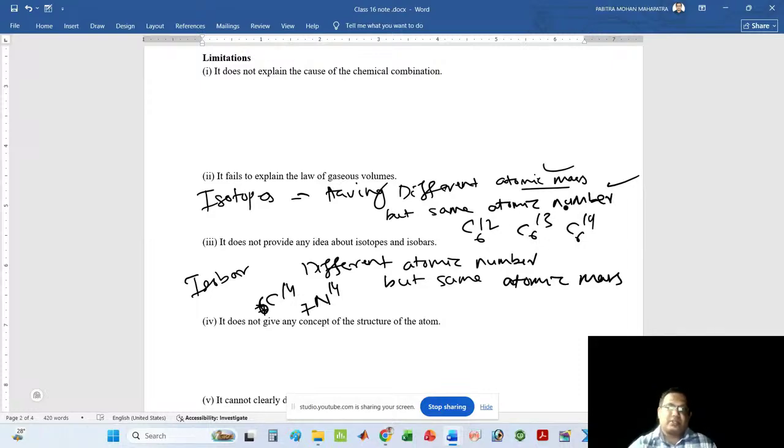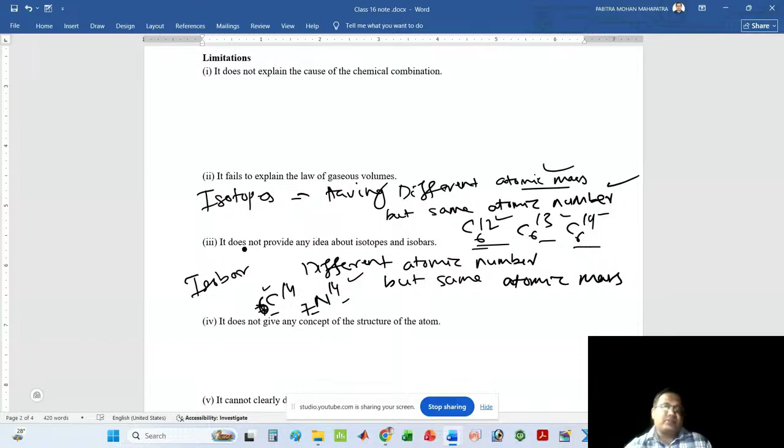C-6-13, C-6-14. Here the atomic number is 6 for all of them, but they have different masses: 12, 13, 14. So the three species C12, C13, C14 are said to be isotopes of each other. But if you think about isobars, they are different atoms having different atomic numbers but the same atomic mass. Look at that: carbon and nitrogen are said to be isobars. Both carbon and nitrogen have atomic mass 14, but they have different atomic numbers, 6 and 7.